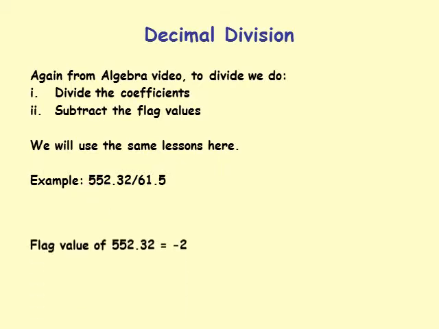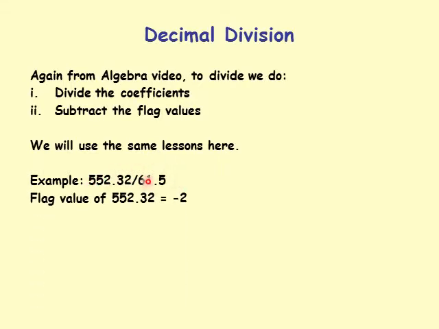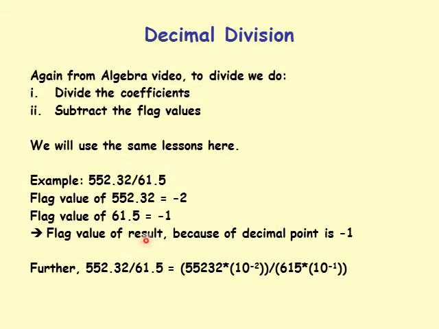Okay, that's just because of the flag values here. The flag value of 552.32, the numerator, is -2, and that of the denominator is -1. So the flag value of the result, the position of the decimal point, is -1. Okay, and next the division might give you some remainder.